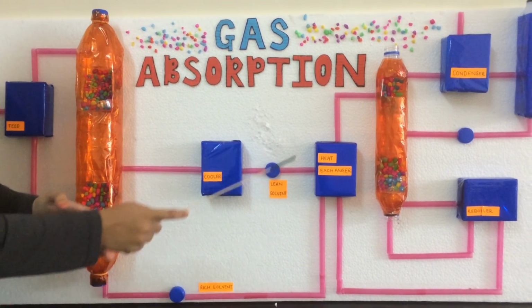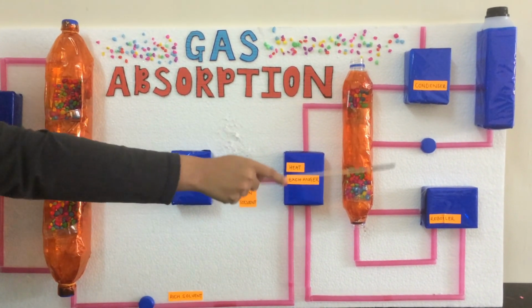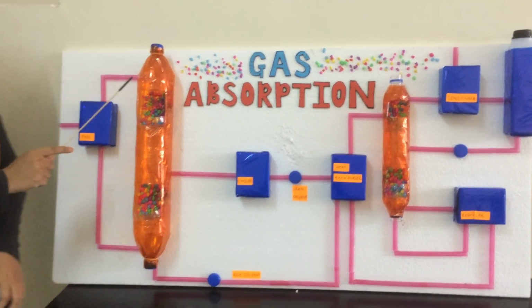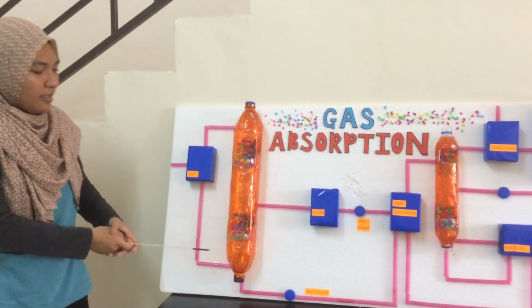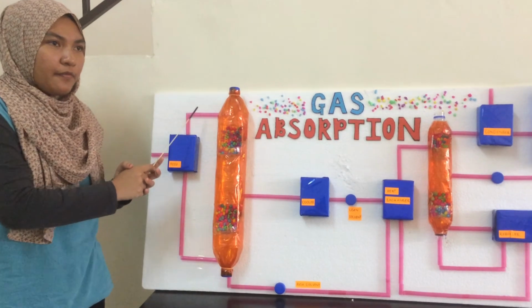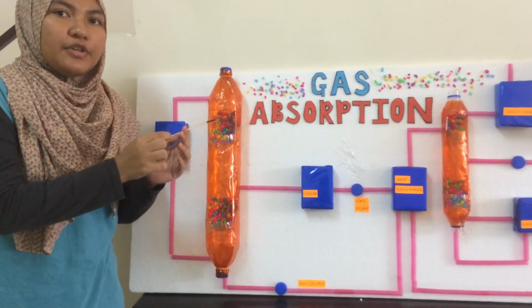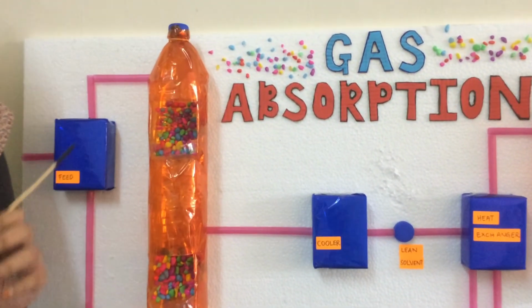Solvent, insolvent, heat exchanger, condenser, and reboiler. The function of the packed column is to increase the surface contact area between gas and liquid. Usually, the packing that we use in the packed column is Raschig rings.